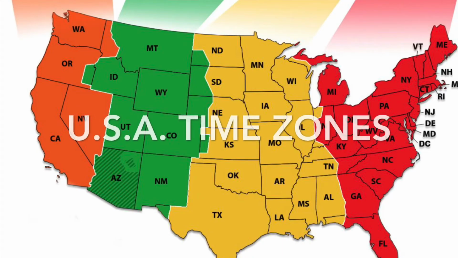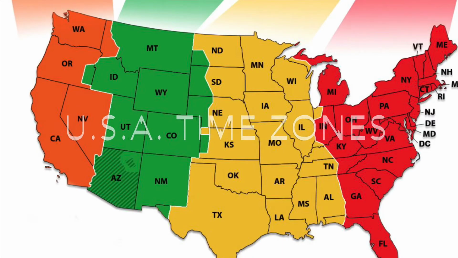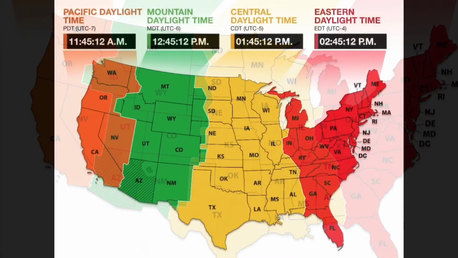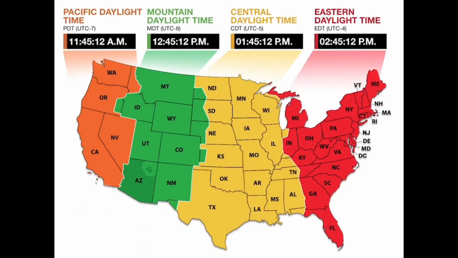Hello, today we're going to talk about United States time zones. On this USA map, you can see there are 4 different colors. Each color represents one time zone. So there are 4 different time zones on this United States map. The states in the same color are in the same time zone.